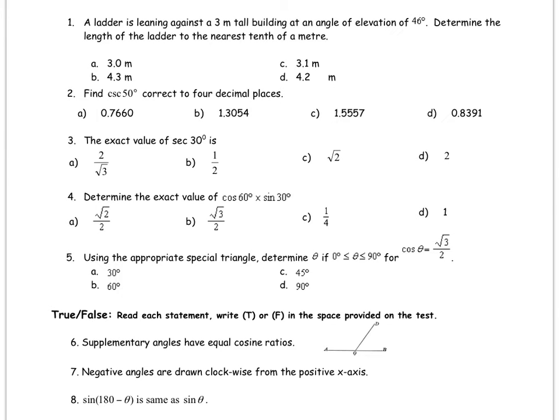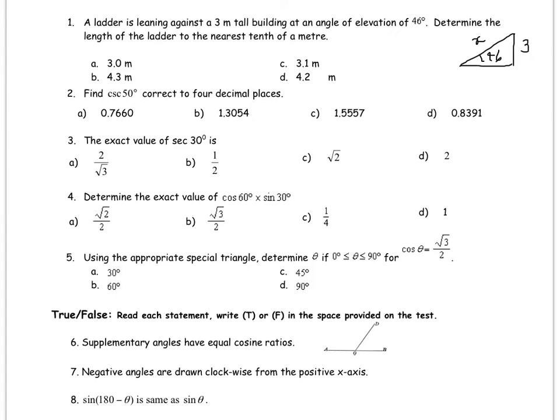In this video, I'm going to go through the solutions to problems in Unit 4. The first question, which is a multiple choice, says you have a ladder which is leaning against a 3-meter wall. So we are dealing with a right triangle. This is 3 meters, and the angle of elevation is 46. So this angle is 46.